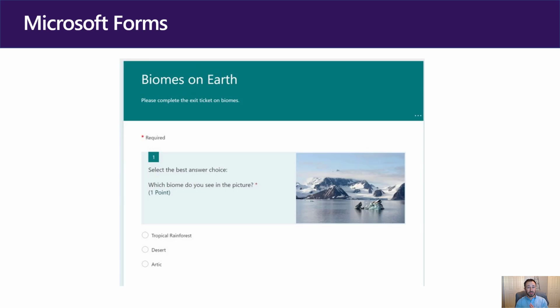This is probably the default or the easiest for getting some quick feedback and giving some quick assessments to students. So Microsoft Forms has two default modes, kind of your basic survey tool. How are you feeling today? What was your favorite? Those type of no correct answer questions. And it has a quiz like the picture shown here. Select the best choice. Which biome do you see in the picture? And students can have a correct answer.